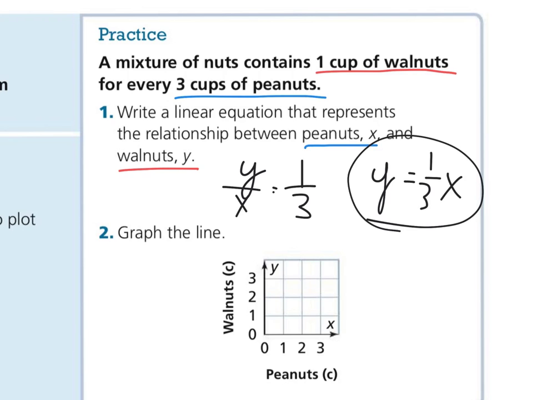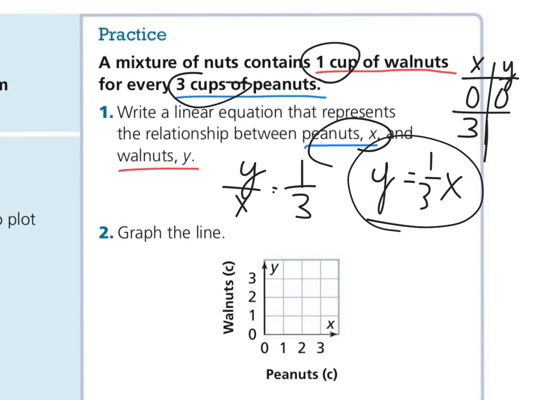Another way of doing this, you could make a table. If we start out, we don't have anything. Then with peanuts as the x, 3 cups of peanuts gives 1 cup of walnuts. We can go to the point 3, 1, and then you could actually graph those if you want, and say I go up 1 and over 3, and that gives me that slope. Then that gives me my equation.